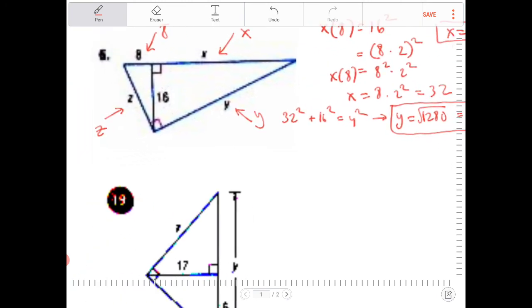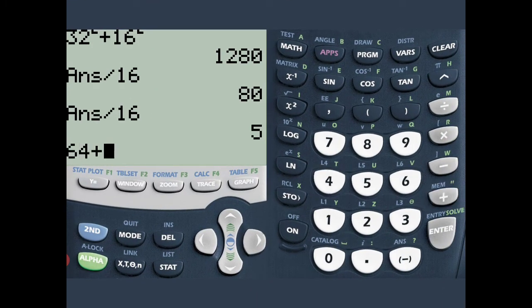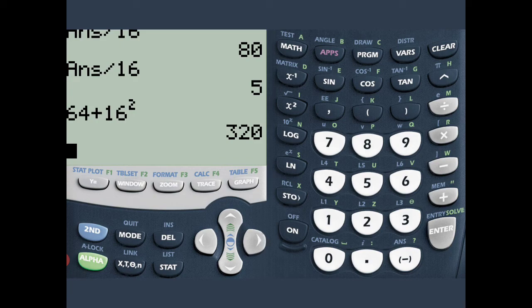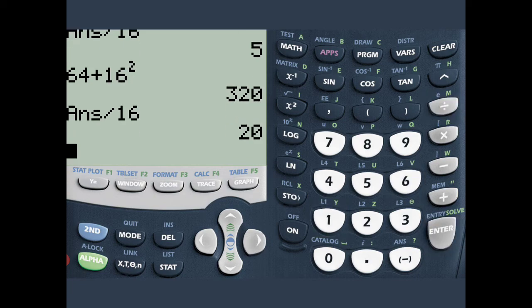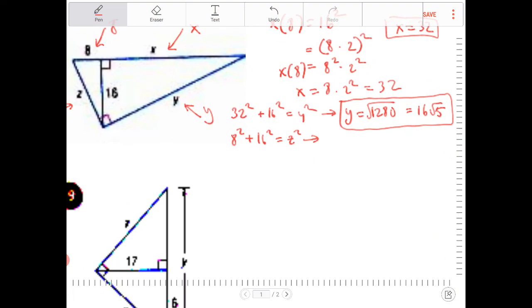To solve for z, I go 8 squared plus 16 squared is equal to z squared, which is 64 plus 256, equal to 320. This thing is divisible by 16, which is then divisible by 4. So all in all, this is going to be 8 square root of 5, because the square root of 64 is 8. So z will equal 8 square root of 5.